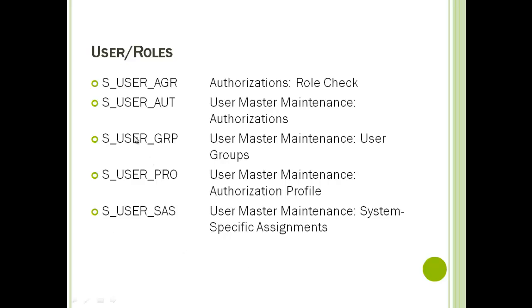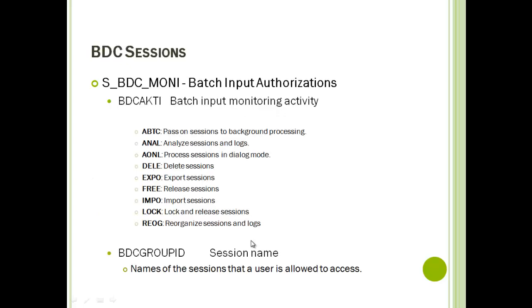So we have mainly 4 authorization objects. One is additionally included for the system specific authorization. S_USER_AGR is for authorization role check, and S_USER_AUT is for user master maintenance authorization. Then S_USER_GRP is for user group. Then S_USER_PRO is for authorization profile. Then S_USER_SYS is for system specific assignment.